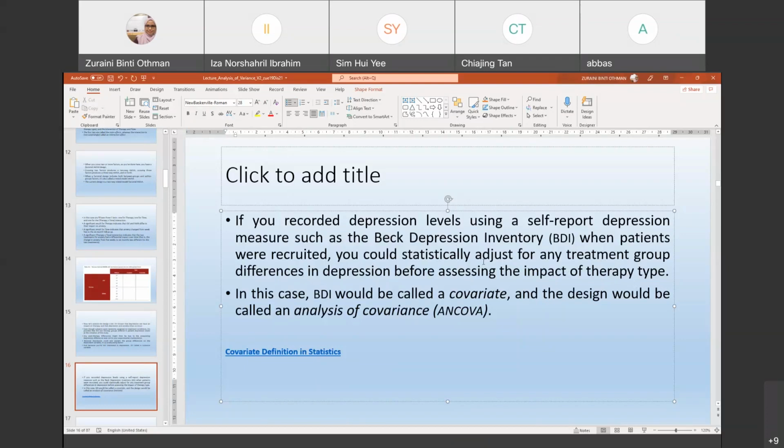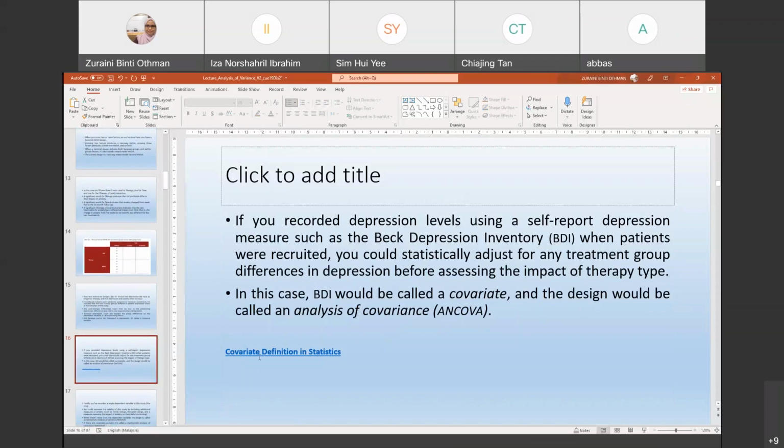Okay, now we want to know the BDI result first. When the patients were recruited, you could statistically adjust for the treatment group difference in depression. Okay, so we can adjust which treatment they should go to. In this case, BDI will be called a covariate. This is the covariate, and the design will be called analysis of covariance.